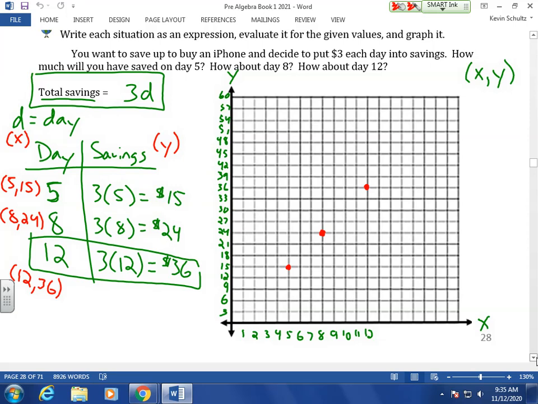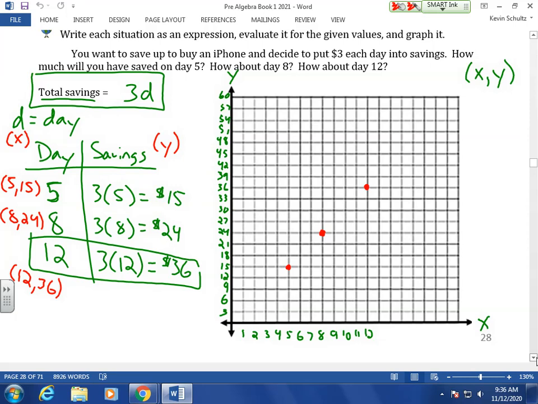Okay? Now, what shape or figure do our 3 points make if I were to connect them? Do they make a circle? Do they make like a dog type figure? What do they make? They make a line, okay? And what we're dealing with here are called linear functions. Think about that word linear, that means line.